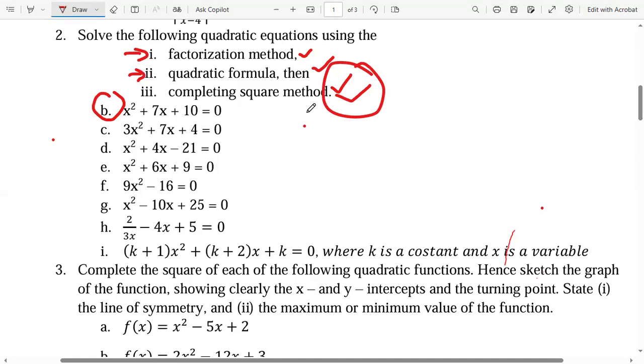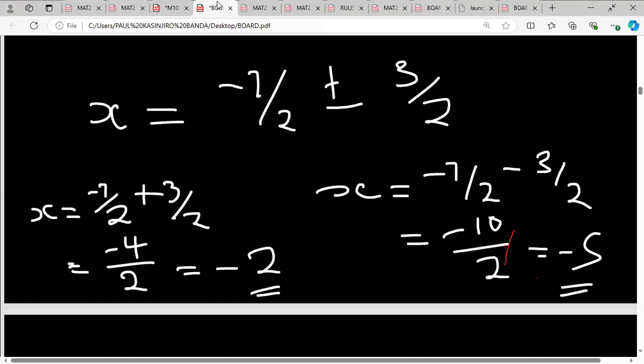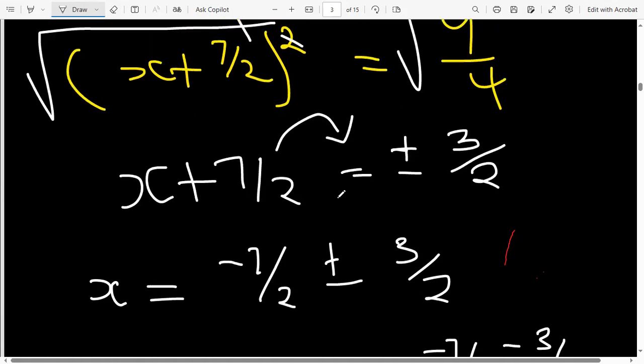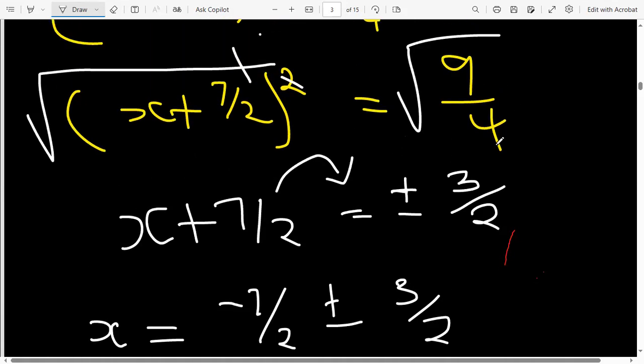Okay. Yes. Yes. What's your question? Sir, what of if, on the square root side, where there was 9 and 9 over 4, the square root of 9 over 4. Let's say if we had 5, how do we do it there? If it was 5 over 4. Yes, sir. If it was 5 over 4.